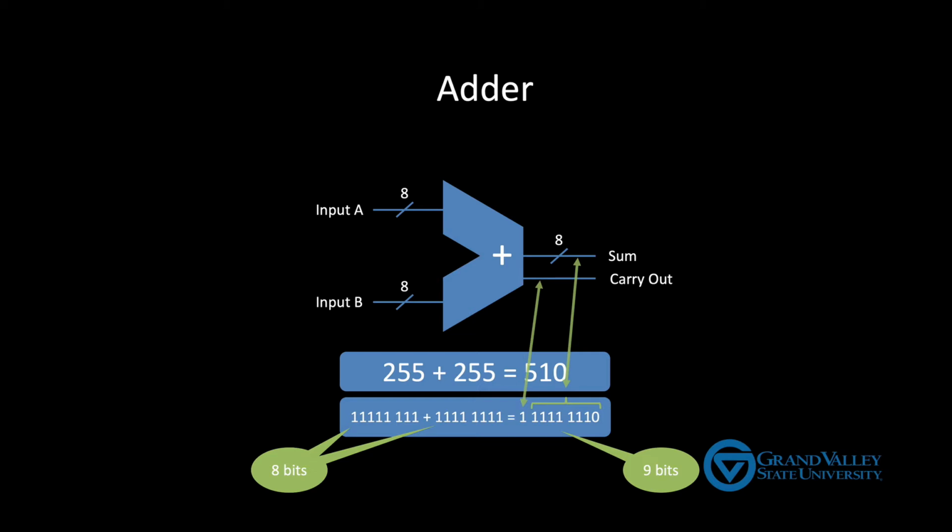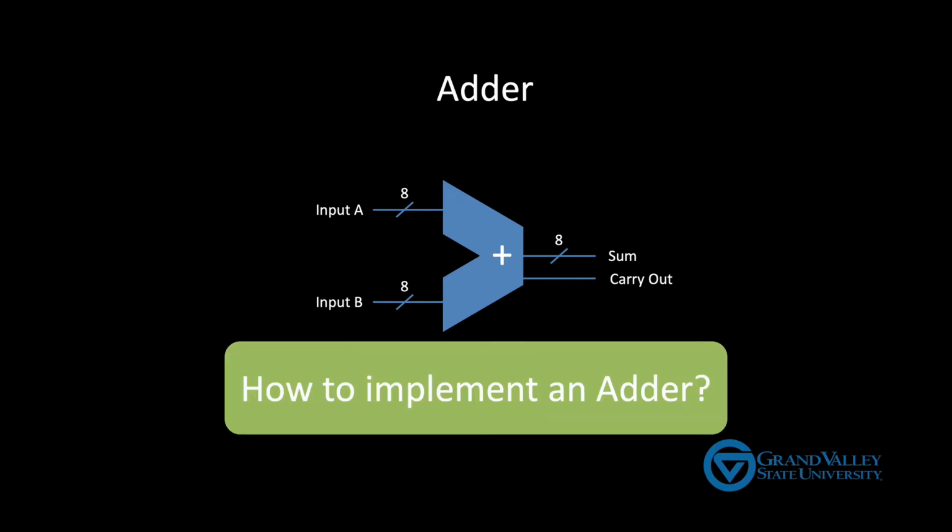Now yeah, we could simply make the output 9 bits, but doing so would complicate other parts of the CPU design, and we'll see why in a future video. Also, later in this video, we'll see an example of how it's helpful to have that carry out separate from the sum. Alright, so now the question is, how do we implement an adder?